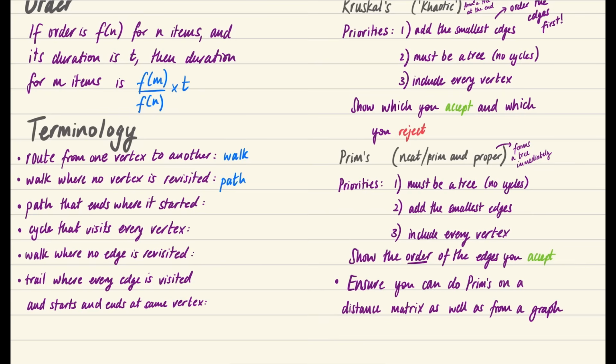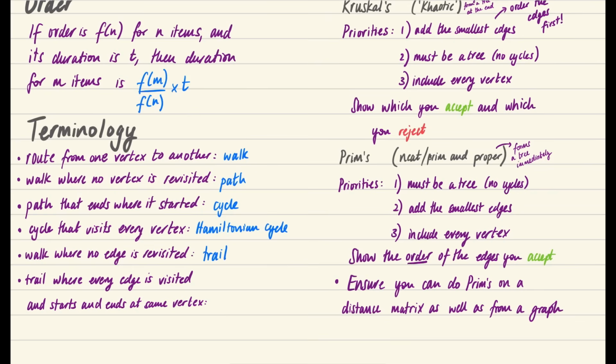A path that ends where it started is called a cycle. I think that one's kind of quite intuitive. And a cycle that visits every vertex is a very special kind of one. This is called a Hamiltonian cycle. A walk where no edge is revisited, that is something that is called a trail.